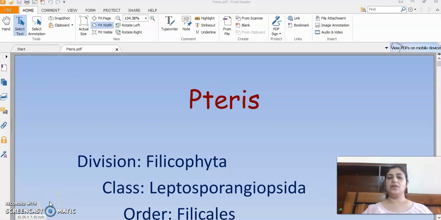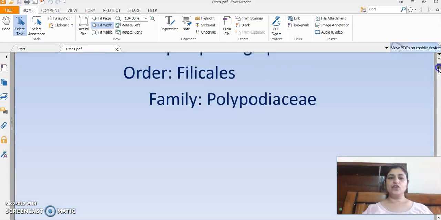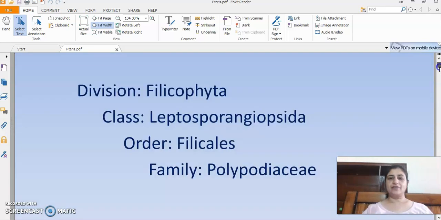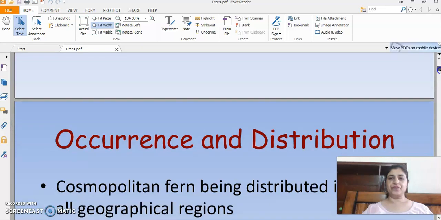So today we are going to start with Pteris. As you all know, we are dealing with pteridophytes. So Pteris belongs to the division Filicophyta, class Leptosporangiopsida, order Filicales, and family Polypodiaceae.